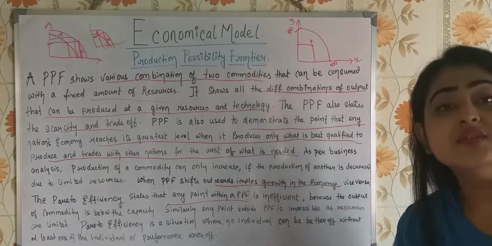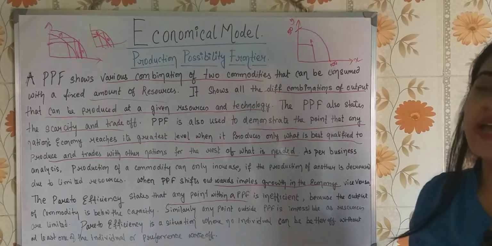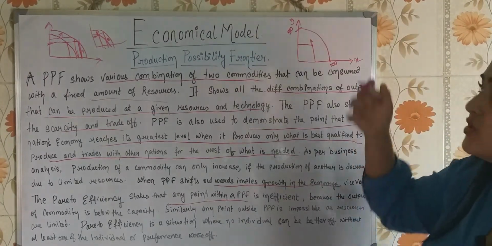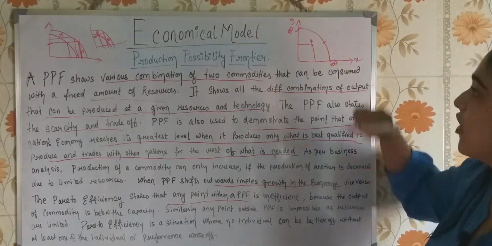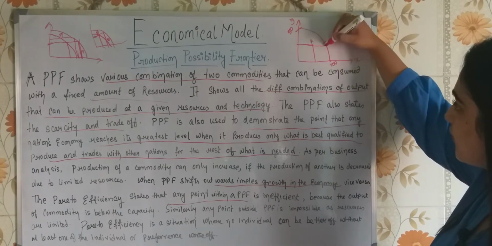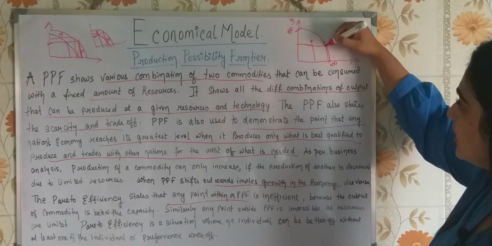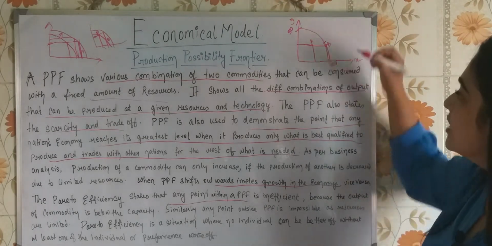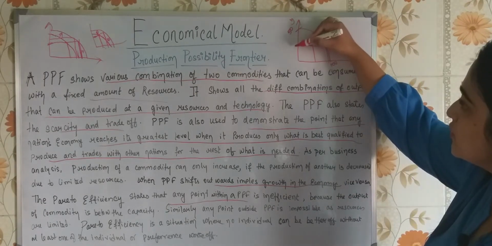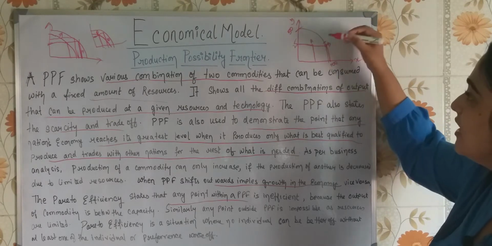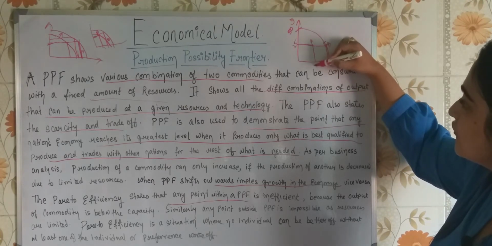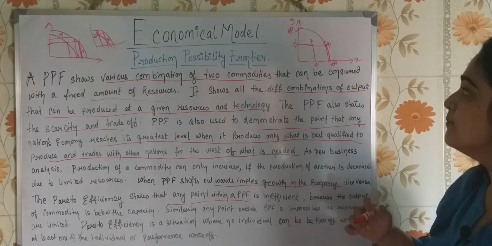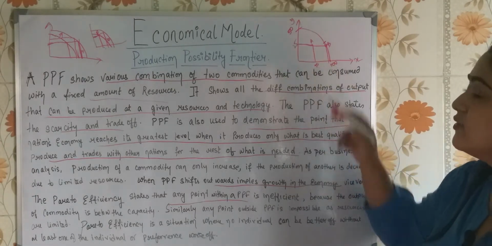Why? Resources are not fully utilized. Where are the efficient resources lying? On the PPF curve. So it should have been produced from here till here. Then it would have been efficient. Point B is efficient, right? So earlier you were producing 25 units of Y and here you are producing what? 50 units of X, isn't it? 25 units of Y and 50 units of X.